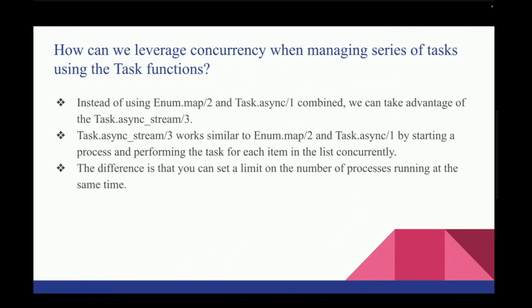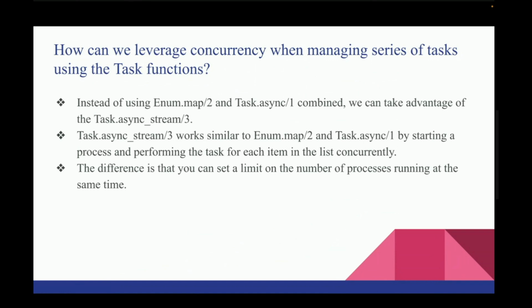The Task module has another function, which is async_stream. It works similar to the combination of Enum.map and Task.async. It starts a process, then performs the task for each item in the list concurrently. The only difference between async_stream and the combination of Enum.map and Task.async is that with async_stream, you can set a limit on the number of processes that are running at the same time. For example, we saw with Task.async, all the million processes were being started at the same time. With async_stream, we can set this concurrency limit.